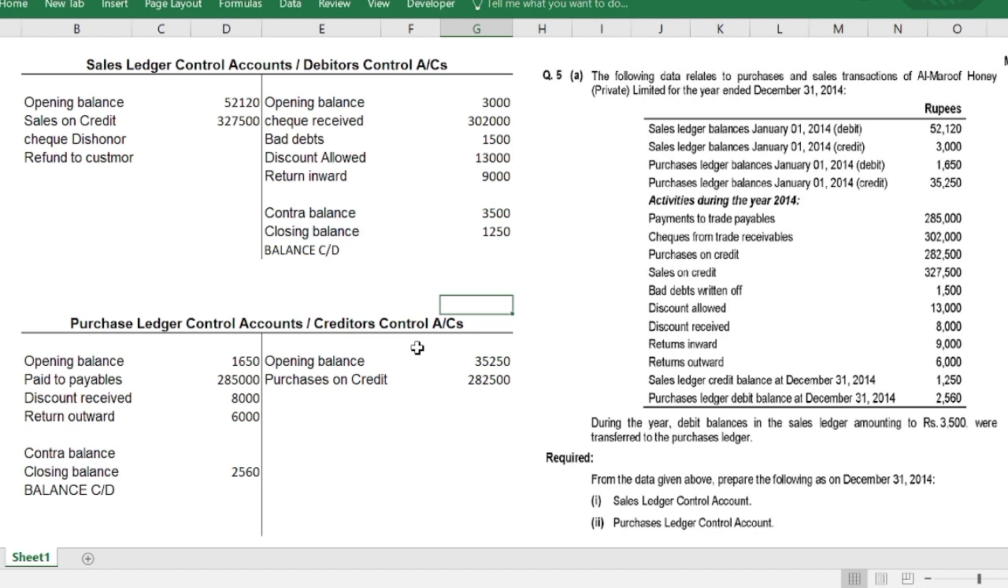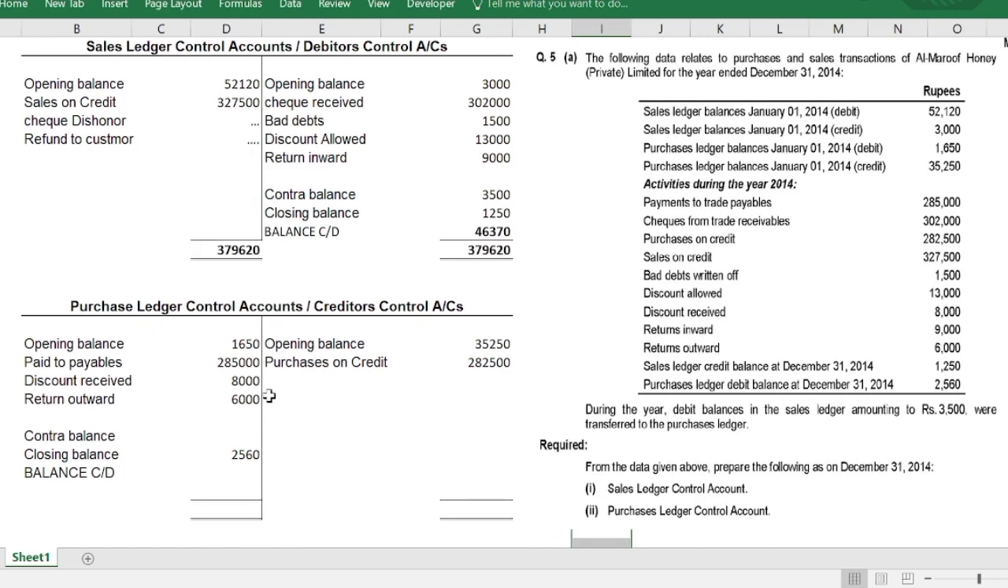Dear friends and students, all those transactions we have done and posted in the sale ledger control accounts and purchase ledger control account. So we put the slash in the blank matrix. Dear friends, if in this information the transaction of cheque dishonors is available, we record them on the debit side in sale ledger control accounts, and refund to customer. If the transaction of refund to customer is available, here we record them on the debit side in sale ledger control. So after that, we calculate the totals for purchase ledger control accounts.